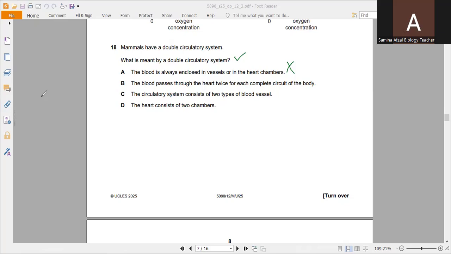The blood passes through the heart twice for each complete circuit of the blood. Once in the form of deoxygenated blood and once in the form of oxygenated blood, you know, the systemic and pulmonary circulation. The circulation consists of two types of blood vessels? No, there are three types of blood vessels, and blood is enclosed in these. It is not related with the circulation. The heart consists of two chambers? The heart consists of four chambers. Again, this is not correct. Only B is the correct option.